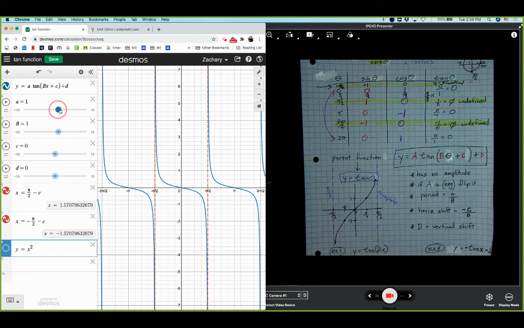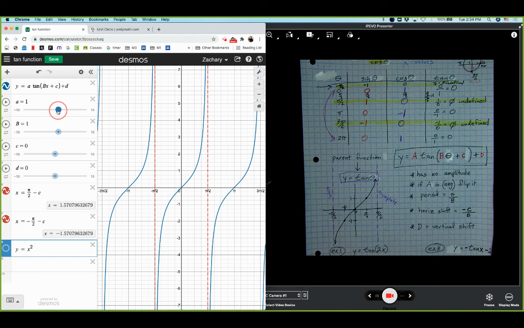Now let's go all the way back. Let's put it back to positive 1. And now we're back to y is equal to the tangent of x. Now we're just at the parent function again. Let's manipulate something else. Let's manipulate our b value, see what happens with b.